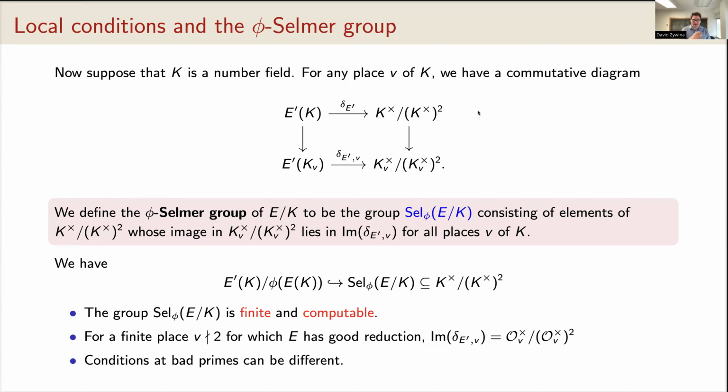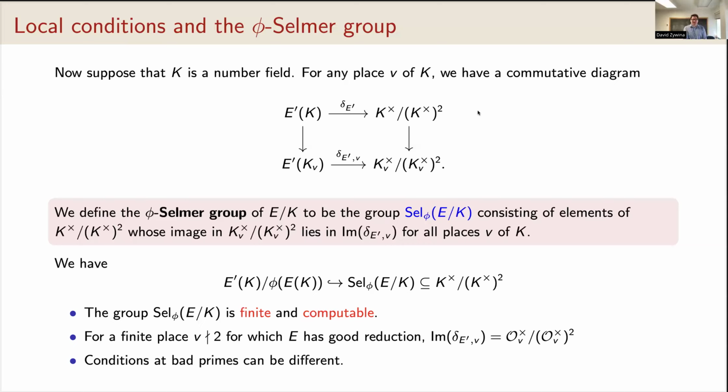Okay, so we have one of these 2 groups we're trying to understand to get the rank. It maps into this Selmer group, which is inside the square classes. And what's nice about the Selmer group is it's finite, so it actually gives a bound, and it's actually computable. You can put your elliptic curve into your computer, and it will output the Selmer group.